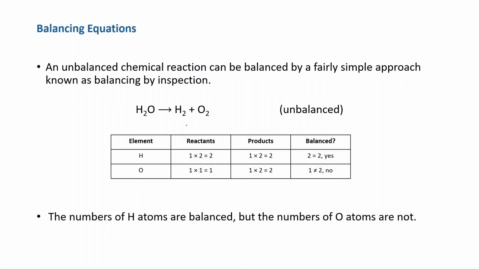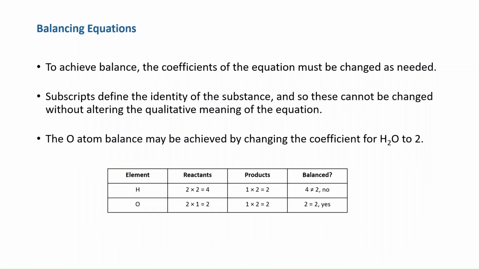What if I write this other equation? Water breaks down to hydrogen and oxygen. It's not balanced. How do I know that? Because you say I have two hydrogens on the reactants, two hydrogens on the product. Yeah, that's fine. One oxygen, two oxygens. I don't know if you can see, but this is not balanced. So what do you do? You have to balance. The oxygen is not balanced. Question is, how do I do that?